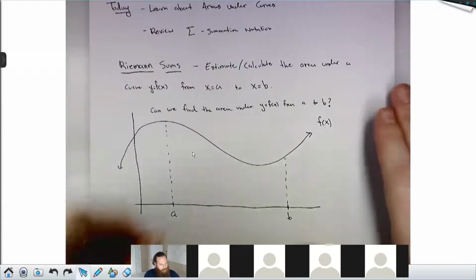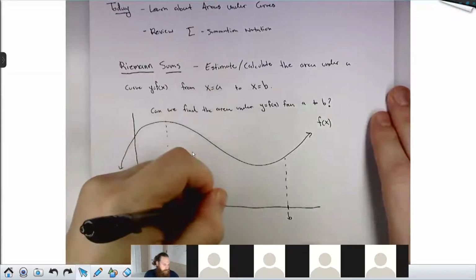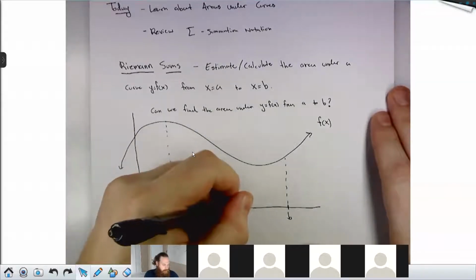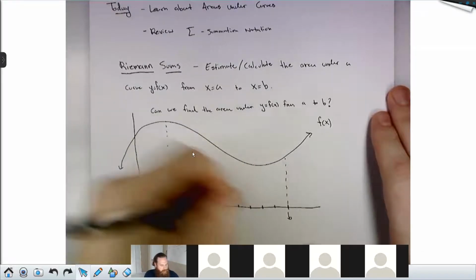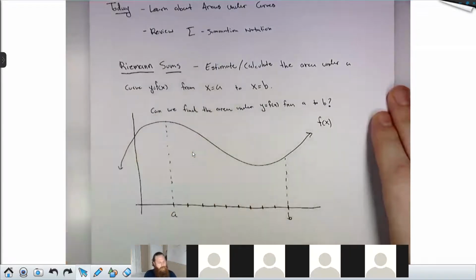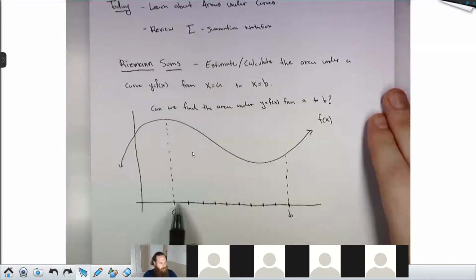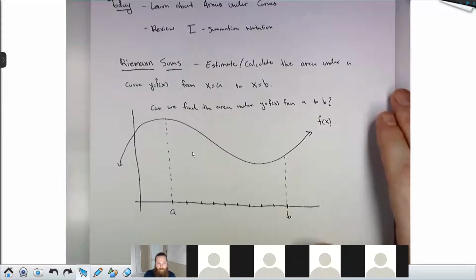So here's what we do. We take our interval and we chop it up into a bunch of little subintervals. In math speak, this is called partitioning the interval AB into subintervals. So here I have 1, 2, 3, 4, 5, 6, 7, 8, 9 subintervals as I drew it. And then in each of those intervals, I approximate the area under the curve by a rectangle.